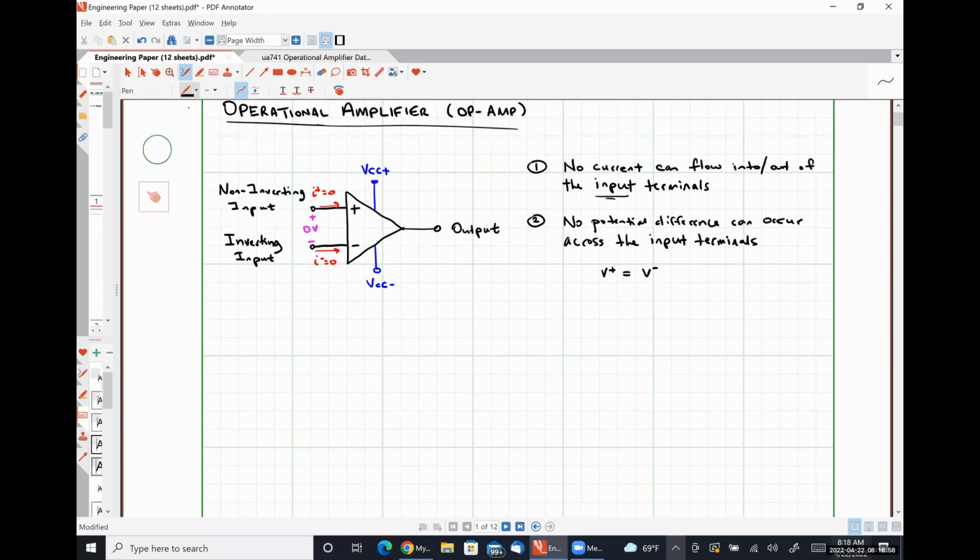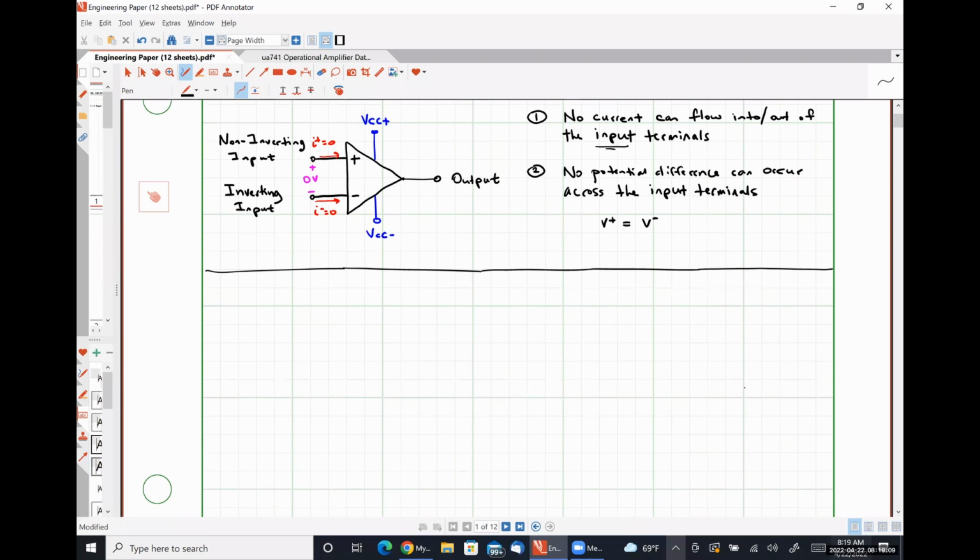So let's begin analyzing some circuits. Notice I'm drawing this one with the inverting input terminal on top, non-inverting input terminal on bottom. I am going to ground my non-inverting input terminal.